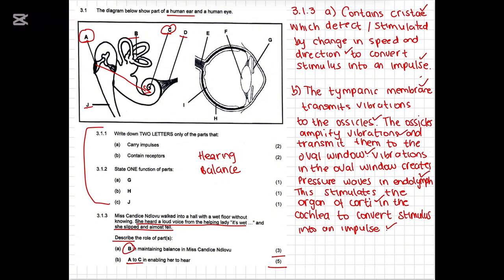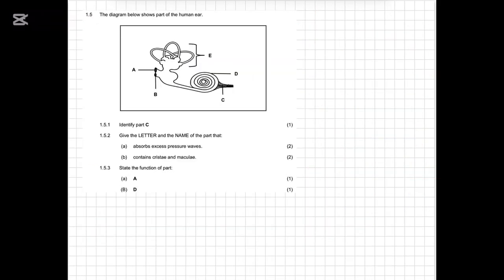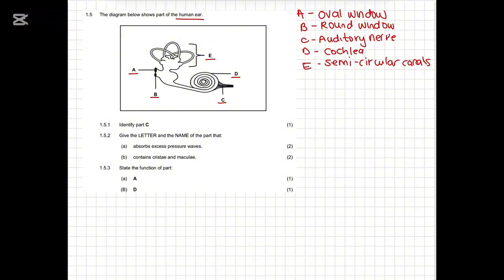Let's look at a different question. It says the diagram below shows parts of the human ear. We have parts A, B, C, D, and E. I'm going to give you a moment. You can pause this video and label these parts. Now that the parts are labeled, we can go to the first question. It says identify part C, which we have labeled as the auditory nerve.